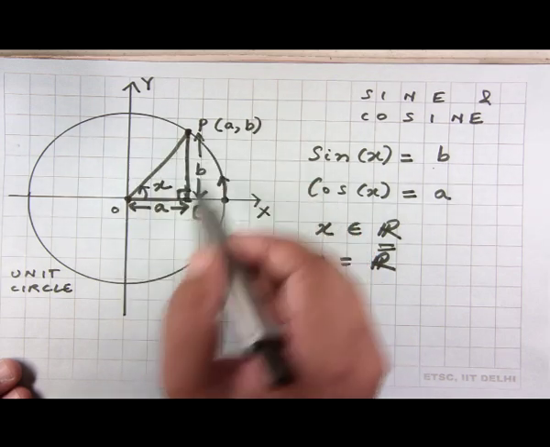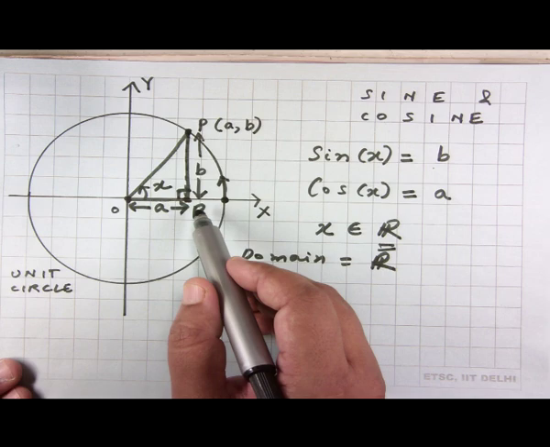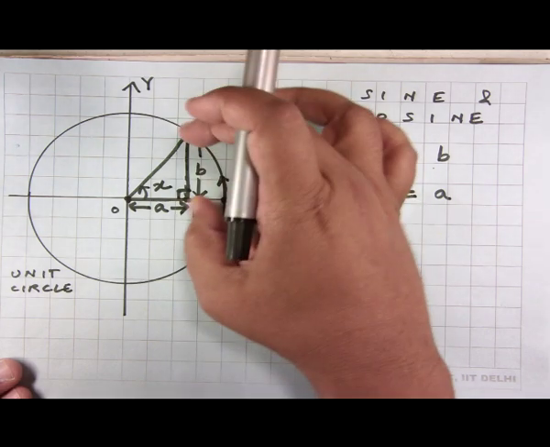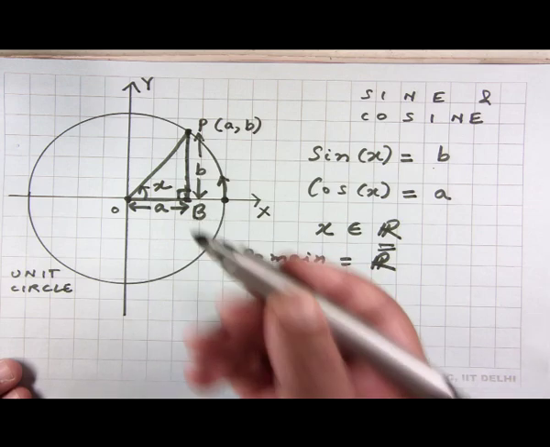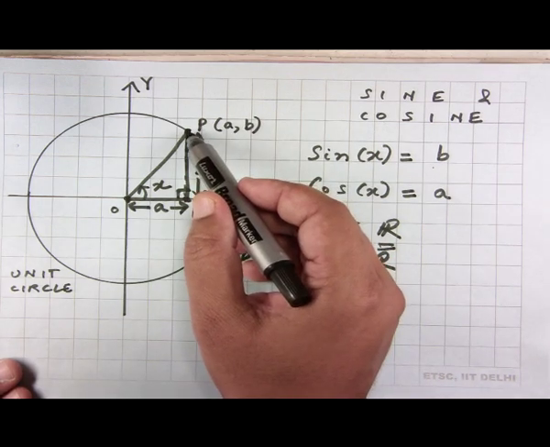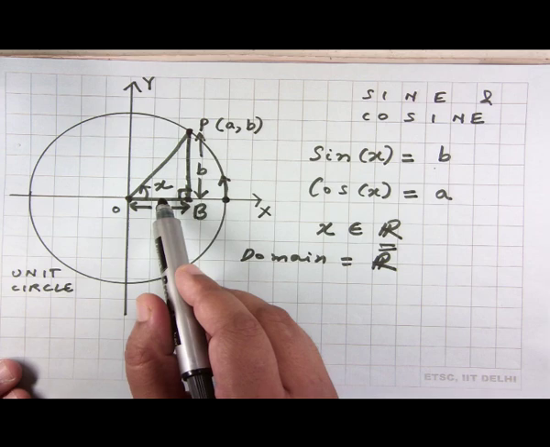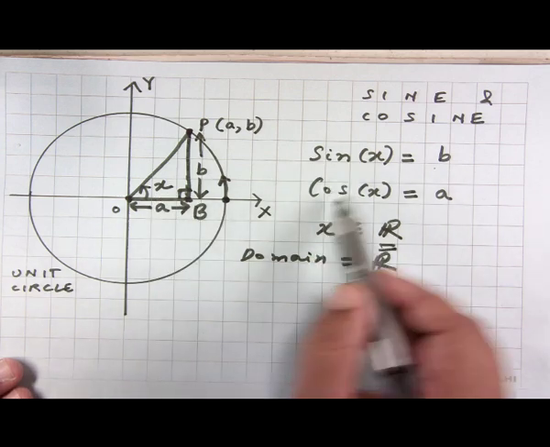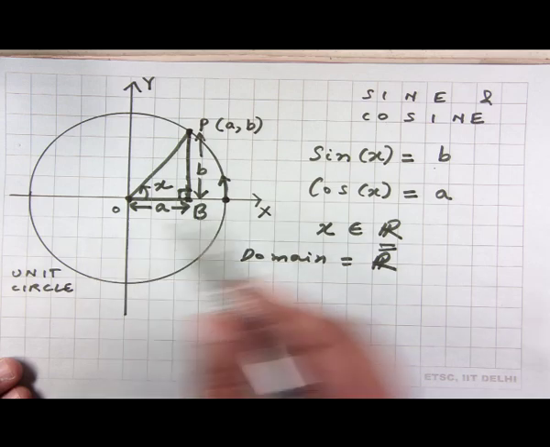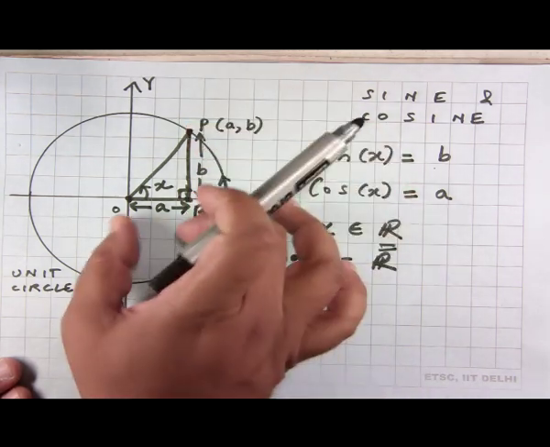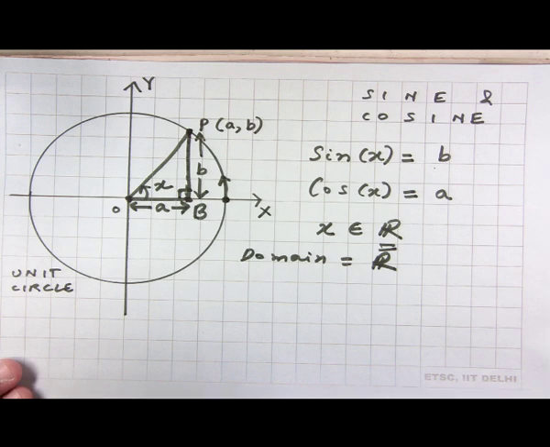As you go, you will get different values of x, and for each different x, you have a point on the unit circle, from where you can measure the x and y coordinates, and therefore you can find sine and cos of any x like that. But one thing to be seen is that the value of b and the value of a for any point P on the circle has to be less than 1.